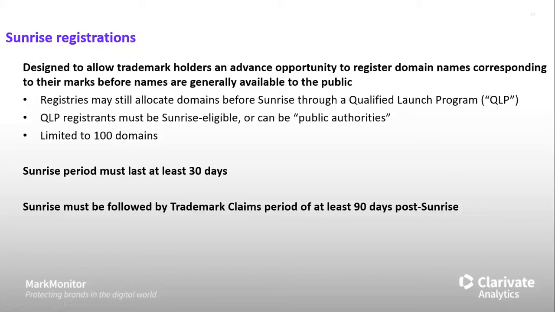So just a couple of facts and stats here. They have to be at least a 30-day period, and then followed by a trademark claims period of 90 days post-sunrise. That again helps brand owners because it notifies you if an exact match of your domain is registered should you choose not to protect it and register the domain name during sunrise. If somebody else registers in days 1 through 90 of general availability, you get to be notified. On the 91st day, you may not.